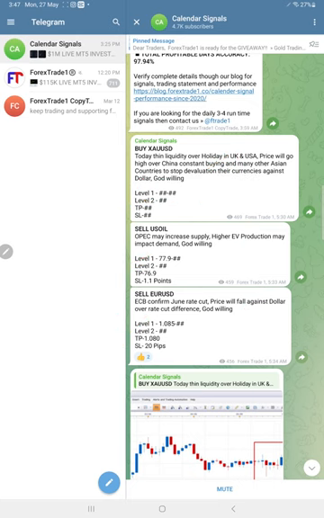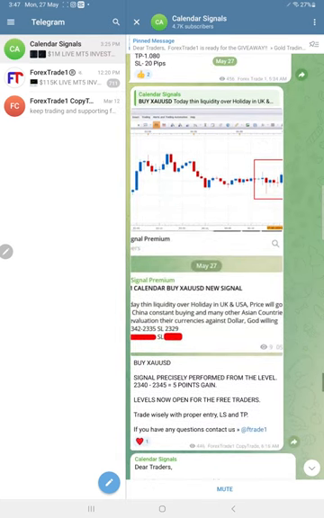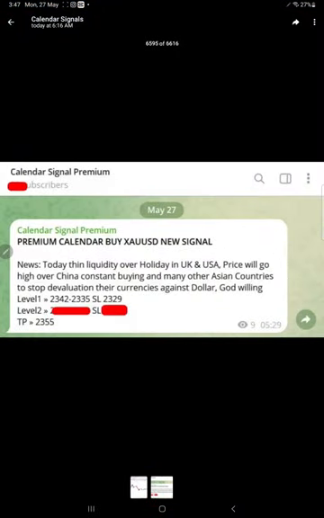That was our prediction. And here we show the screenshot from our premium channel. The screenshot is shown here. Level 1 is shown here with the SL, and the target is also shown.